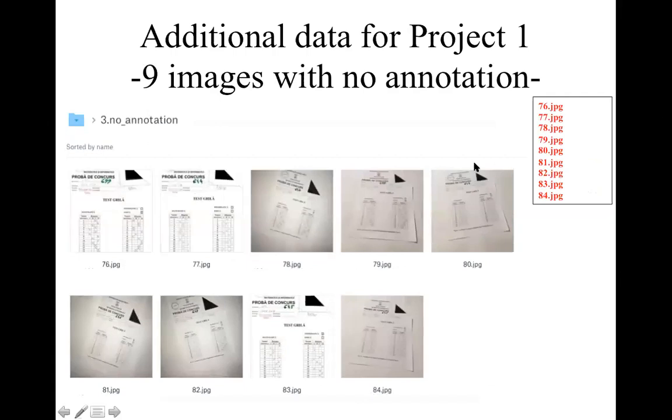Scenario number 3 has no annotation. This is basically one of the hardest ones. If you look here, you see that 76, 77, and 83 are scan views of the test sheet, and the other ones are perspective and rotation.